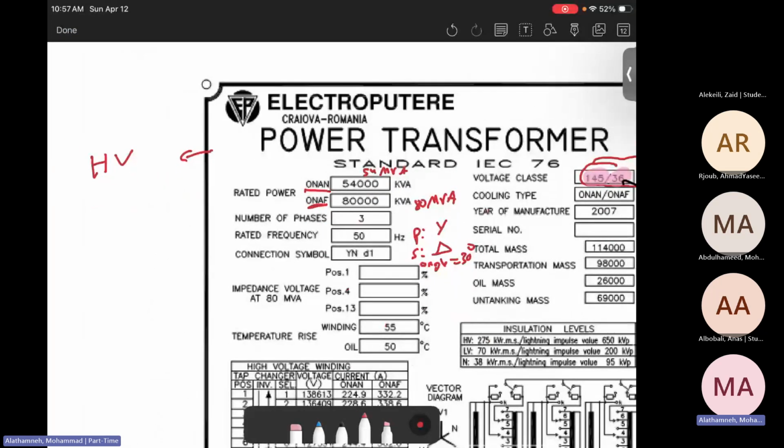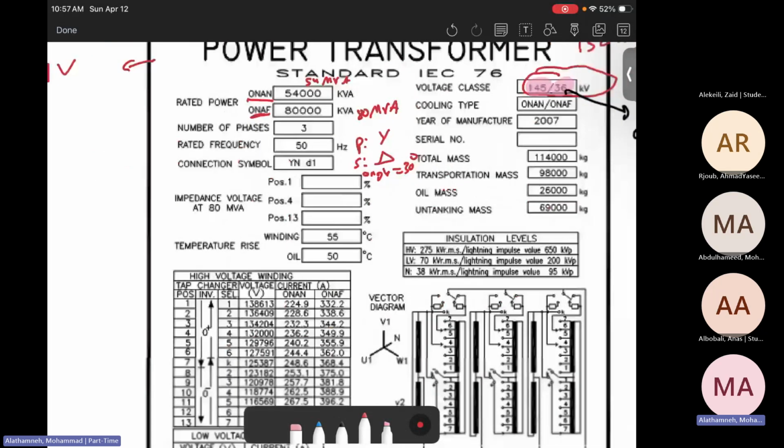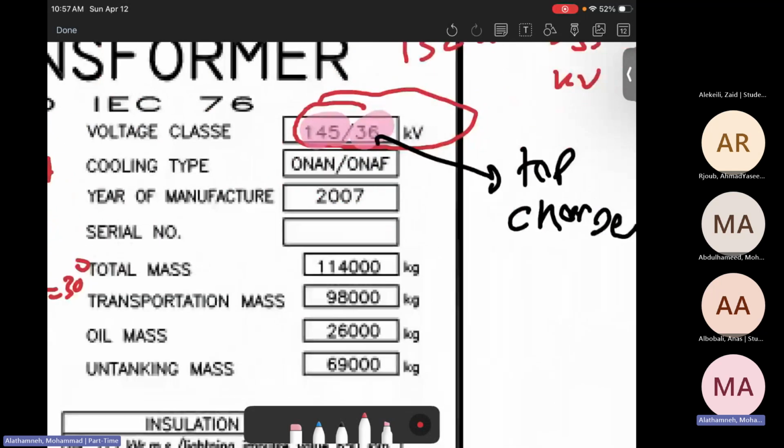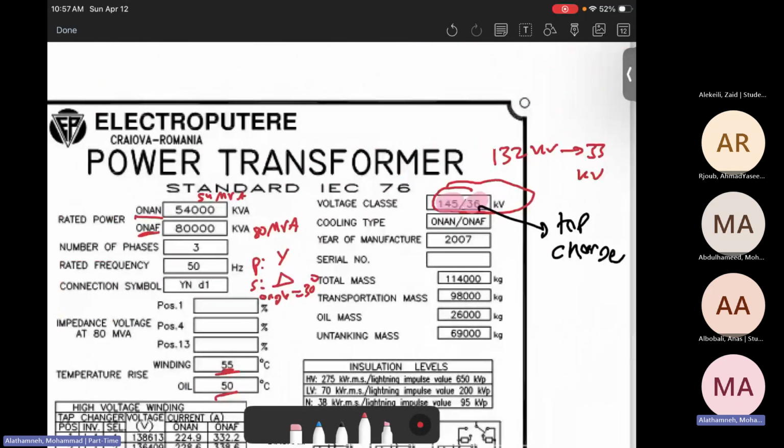The other thing, the temperature rise is 55 degrees for the windings and 50 degrees for the oil. Then the classification, as I said, since there is a tap changer, we have 45 to 36 kilovolts. Then the cooling type, it can be ON or OFF, and it was manufactured in 2007. The serial number we don't have here, but it's according to the IEC standard, which is 76. Then the total mass, as we see here, the transportation mass and the oil mass, etc.